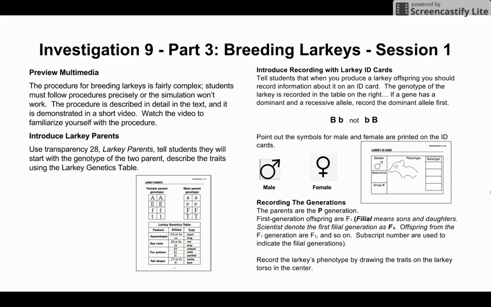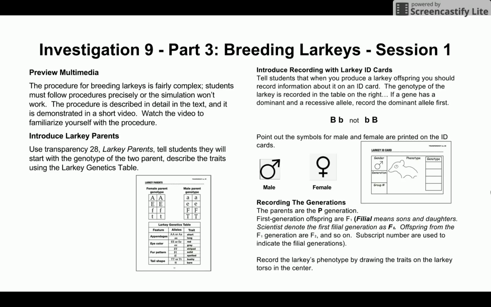Breeding Larkies Part 3 is very detailed and very complex. It is very important that you watch the video on breeding Larkies as well as having students watch the video. Because if they do not follow the procedures precisely, the simulation will not work.